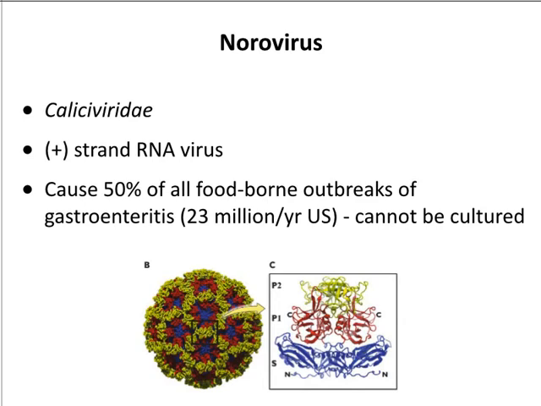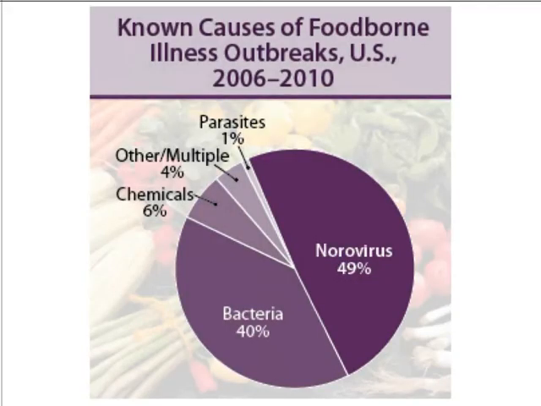That's 23 million cases a year of gastroenteritis in the US. And we still haven't figured out how to grow this virus. We cannot propagate this virus in culture, so it's hard to make a vaccine.